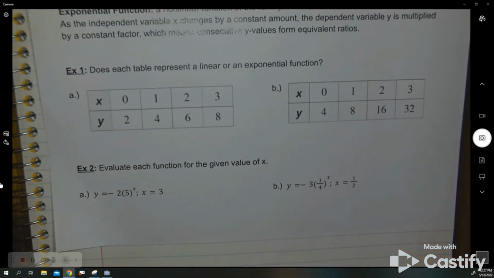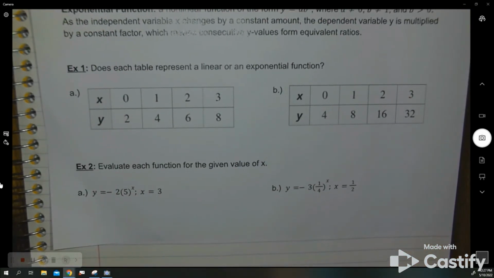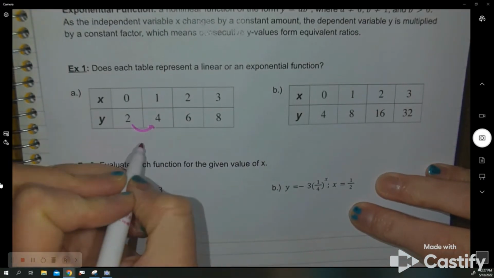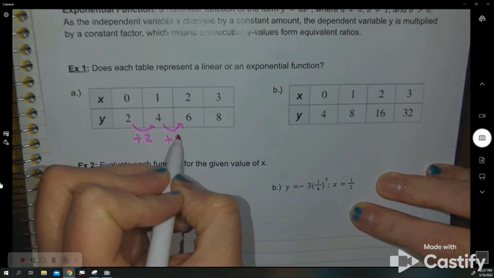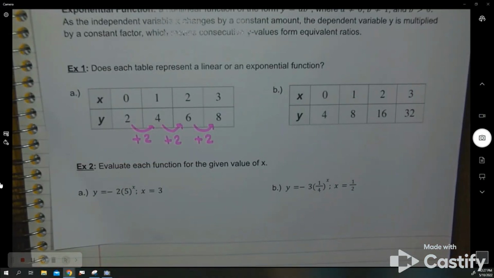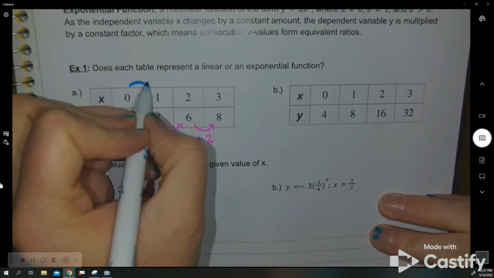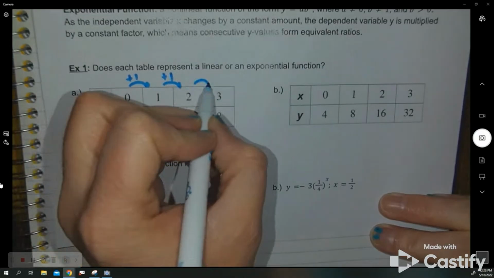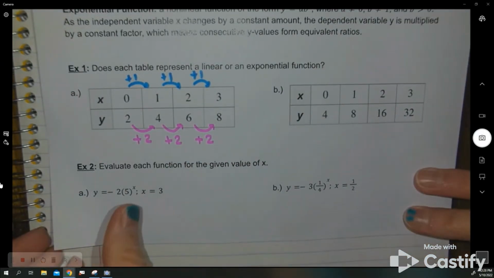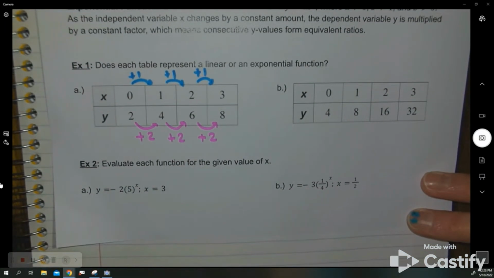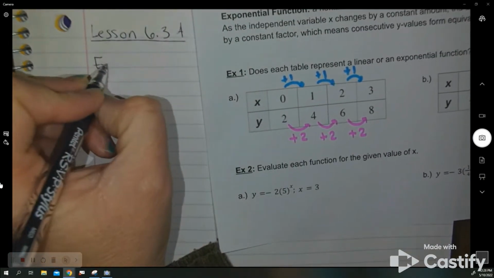Does each table represent a linear or an exponential function? So if we're looking at A, if it's linear, remember it goes up at a constant rate. We are adding the same amount each time, and the ratios will reduce to be the same fraction. As I look at the y value, this y is going up by 2. This one's going up by 2. This one's going up by 2. The x values, from 0 to 1, we're adding 1. From 1 to 2, we're adding 1. And from 2 to 3, we're adding 1. So if we were to make these into ratios, we would do rise over run, or 2 over 1.